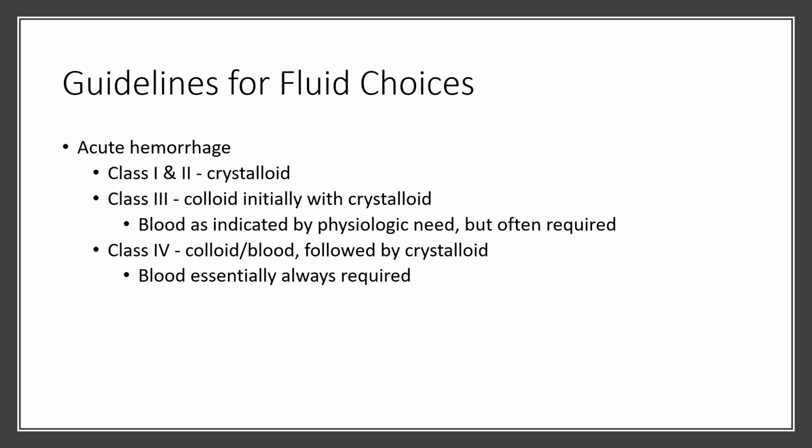And in class 4, blood is always going to be essential in a hemorrhage, along with colloids, followed by crystalloids. Once you get your colloids in there, then you can start replacing water, because you have something that will hold it in the vascular space.